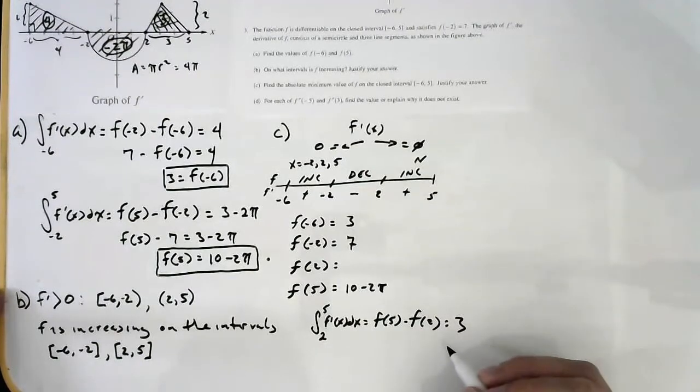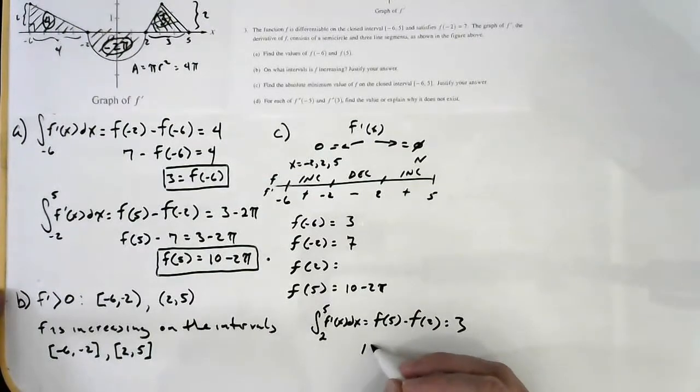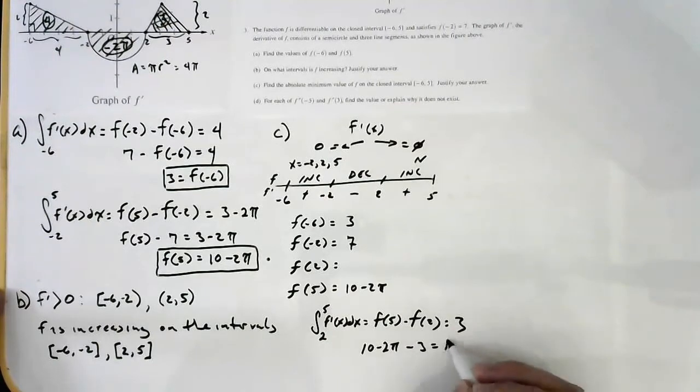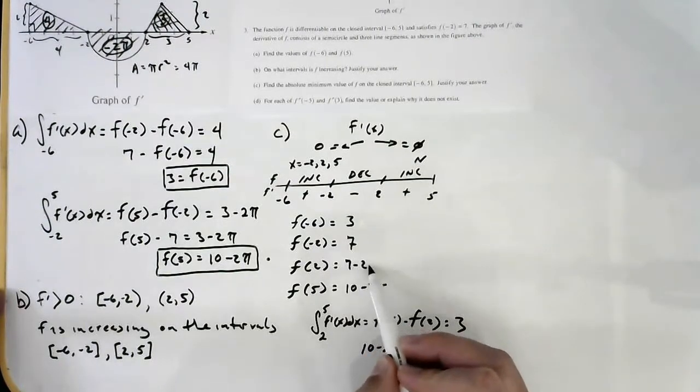Now we also know, from part B, that f of 5 is 10 minus 2 pi. So I'm going to say 10 minus 2 pi, bring the 3 over, minus 3 is equal to f of 2. So 10 minus 3 is 7. I get 7 minus 2 pi is equal to f of 2. And that's what I need right here.